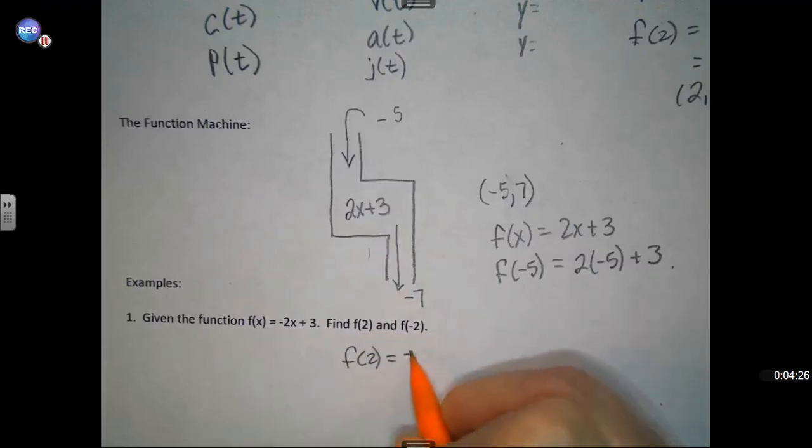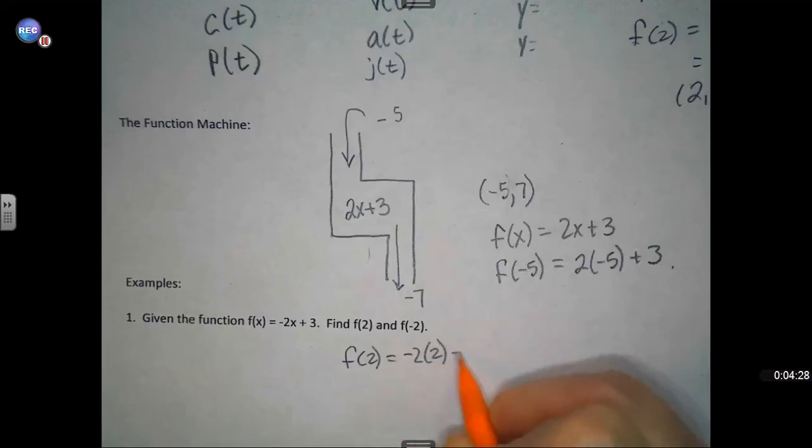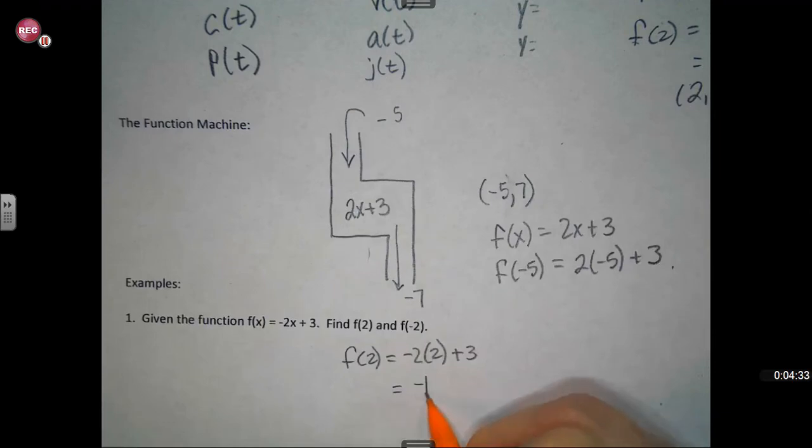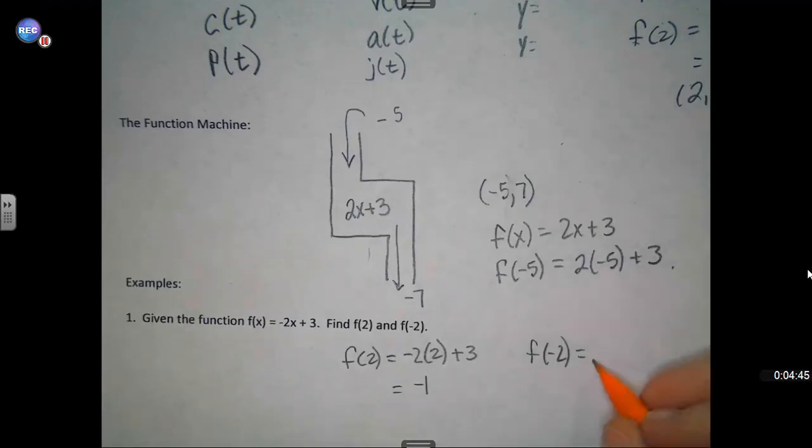So f of 2 is -2 times 2, that's -4 plus 3, which is -1. And they want you to find f of -2. So f of -2 will be -2 times -2 plus 3, or 4 plus 3, which is 7.